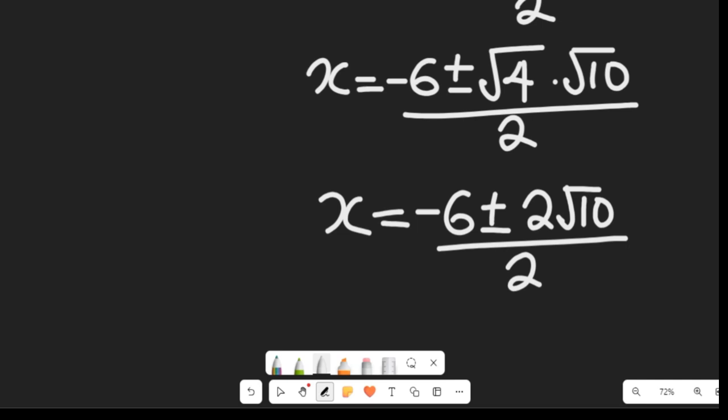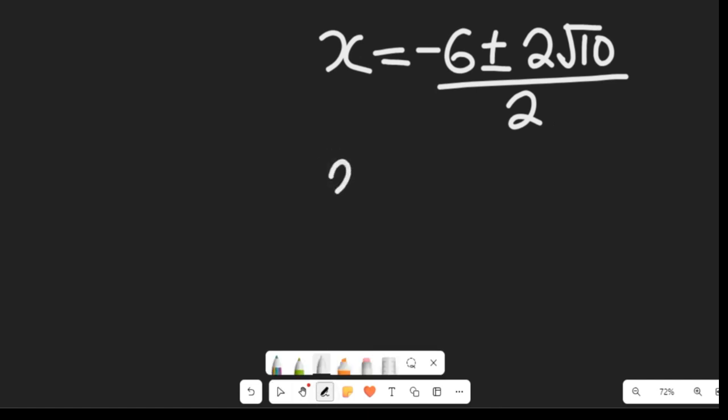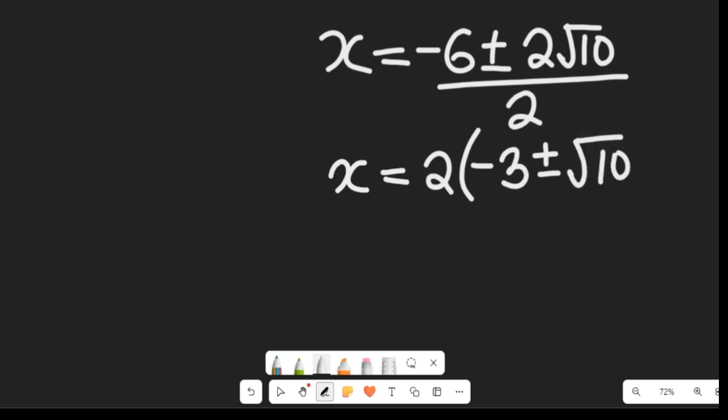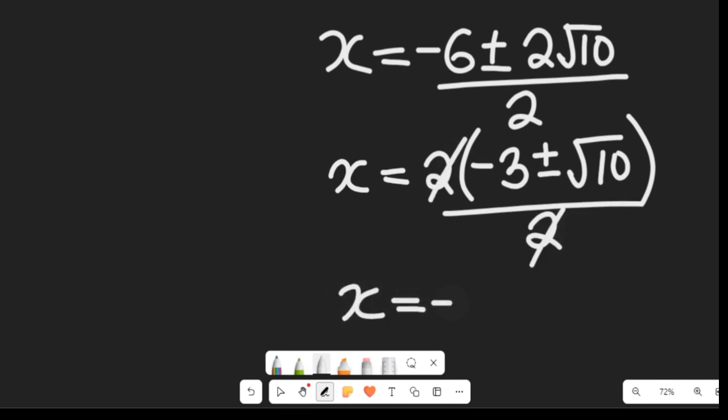Great. So if we look at that expression very well, you'll come to see that 2 is actually common. So if 2 is common from that expression, we'll have 2 coming out. This is going to give us negative 3, right? Plus or minus square root of 10, and this will be divided by 2. From here, 2 will clear 2, and the value of our x will be equal to negative 3 plus or minus square root of 10.